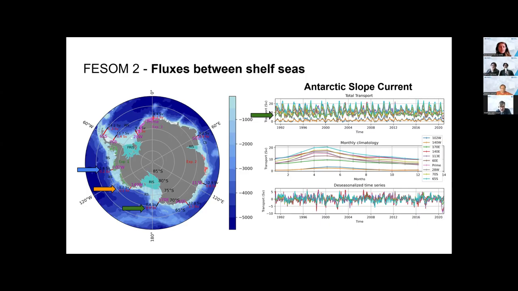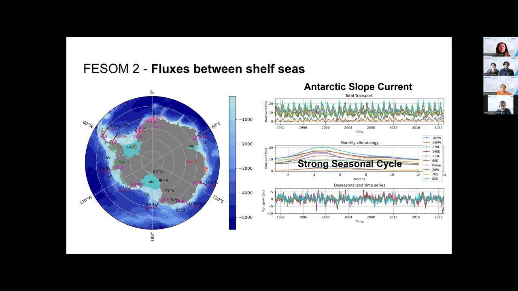Next one. But after leaving the Ross Sea, the Antarctic slope current is a constant feature, and it's present at all times and goes all the way around. So as you can see, started by the dark green arrow, where it's leaving the Ross Sea, and in all the other sections, the slope current is present.